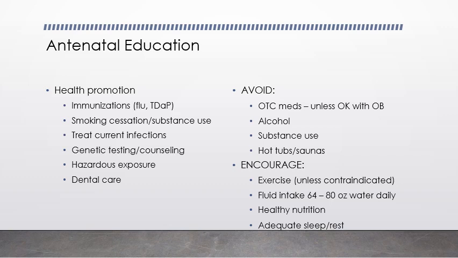So in a previous lecture, we talked about preterm labor, we talked about premature rupture of membranes, abruption. Those things would be contraindicated. We also want to encourage adequate fluid intake and healthy nutrition, as well as adequate sleep and rest. This takes a toll on a woman's body, and she needs good nutrition as well as sleep and rest to be able to be healthy during the pregnancy.